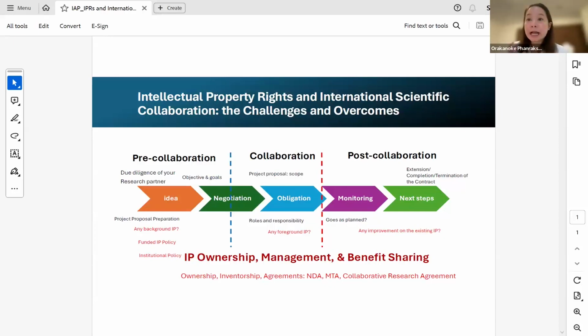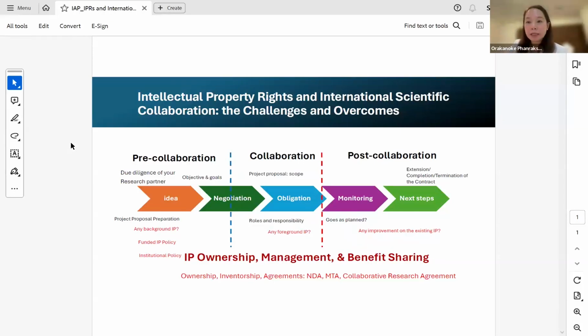Oftentimes I find that IP ownership is the most critical issue. As I mentioned earlier, researchers barely take a look at the legal document. You wouldn't really pay attention to who owns what. And with that, there will often be issues afterwards, and it's going to be our office's task, because I work for the technology licensing office serving almost 1,000 scientists at the National Science and Technology Development Agency. So with that in mind, we see that ownership is one of the key issues.